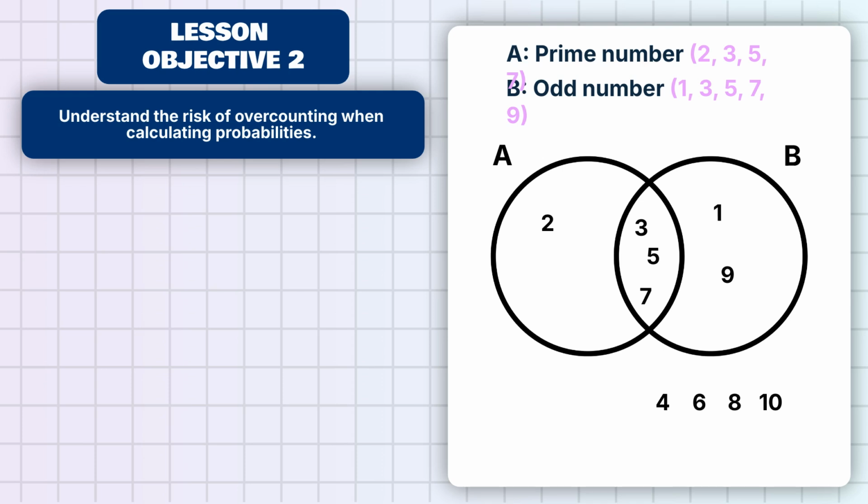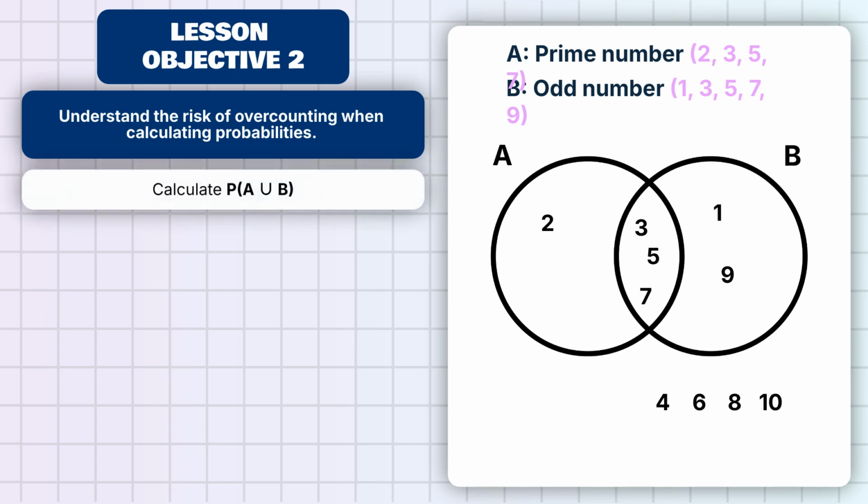Now let's see a visual example of why we can't just add probabilities without adjustments. Remember, we want to calculate the probability of getting A or B. This is given by this whole shaded green area. But let's see what happens when we just add A and B together with no adjustment.